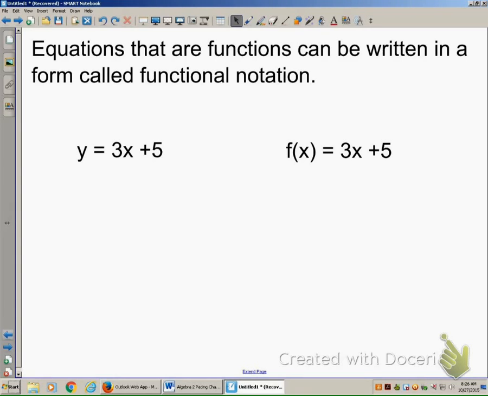Okay, equations that are functions can be written in a form called functional notation. That's what this f of x means. This is functional notation. It's just a fancy way of writing the letter y, and it's to represent function notation. The y and the f of x have basically the exact same meaning. What this tells me, if we had f of x equals x minus 4.